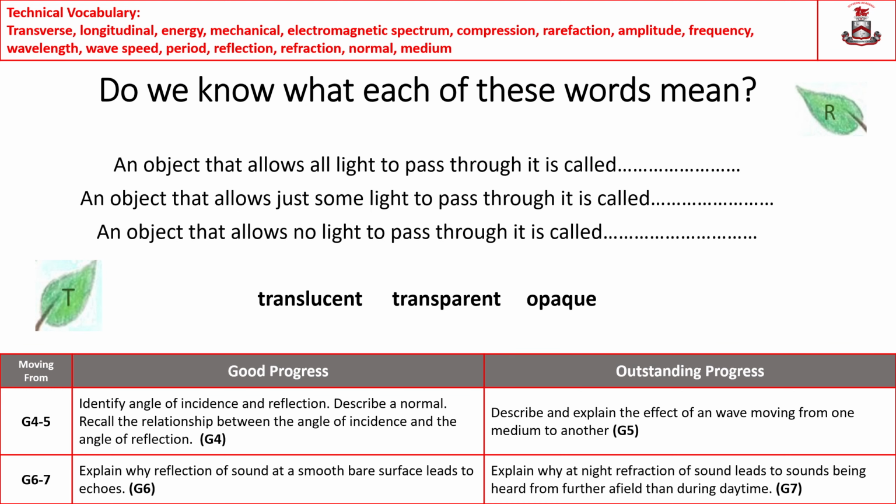Now, an object that allows light to pass through is called transparent. Allows some light is translucent, and no light is opaque. Hopefully you remember this, probably from primary, but we did it in year 7 too.